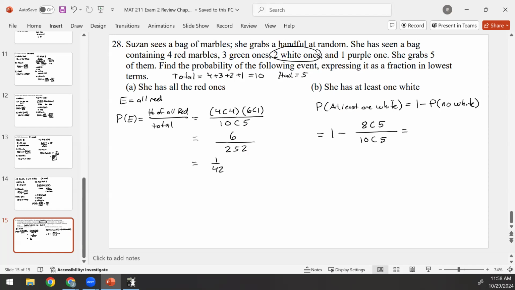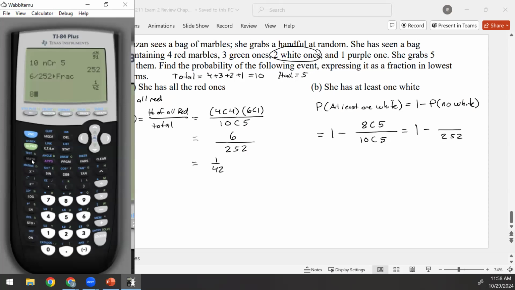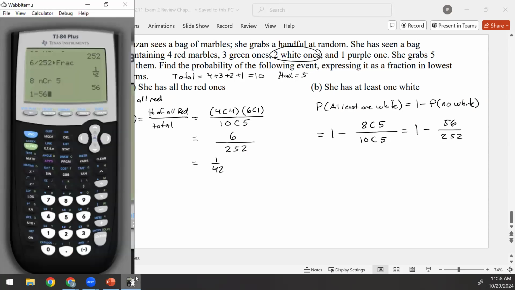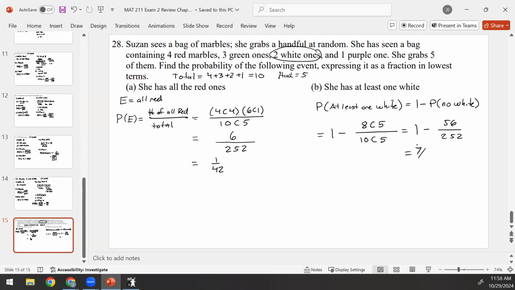And so if I plug that into my calculator, I get 252, and then 8 choose 5 is 56. So 1 minus 56 divided by 252. And then if I hit the math frac button, 7/9. And that matches the answer. Okay. So again, this right here means no white marble.